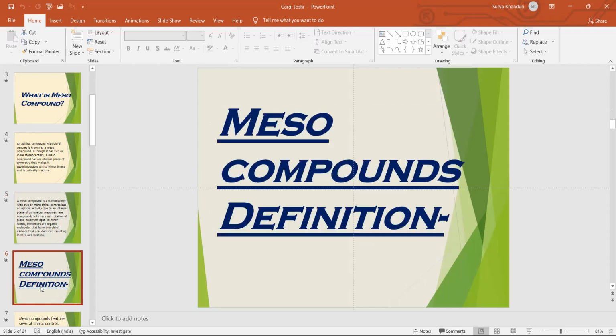What is the basic definition of a meso compound? So let's see it.